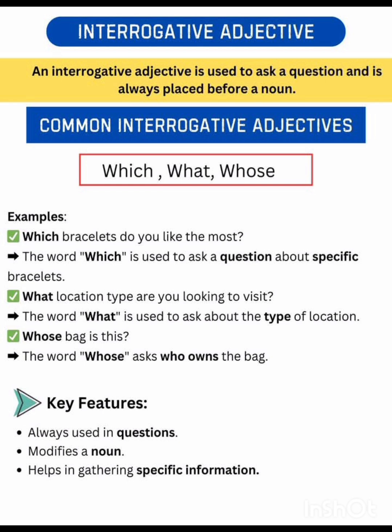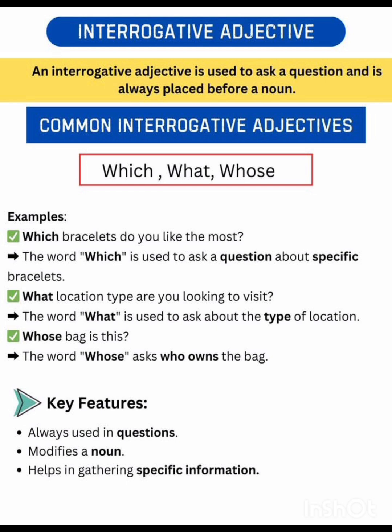So therefore, an interrogative adjective is always placed before a noun. So what are the common interrogative adjectives? Which, what, and whose. When we use the adjective which, the succeeding word will be a noun, as opposed to an interrogative pronoun, where the succeeding word is not a noun. So this is a major point of difference between interrogative pronoun and interrogative adjective.